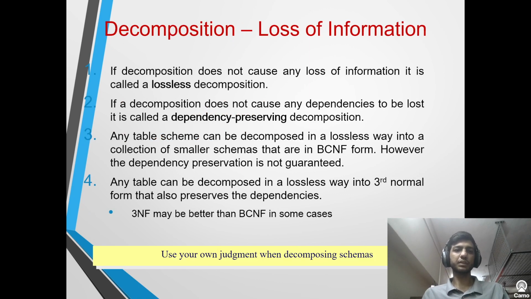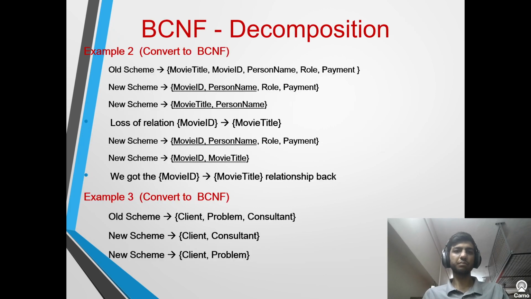Decomposition, loss of information. If decomposition does not cause any loss of information, it is called a lossless decomposition. If the decomposition does not cause any dependencies to be lost, it is called dependency preserving decomposition. Any table schema can be decomposed in a lossless way into a collection of smaller schemas that are in BCNF form. However, the dependency preservation is not guaranteed. Any table can be decomposed in a lossless way into third normal form that also preserves the dependencies. 3NF may be better than BCNF in some cases. And here are a few examples.